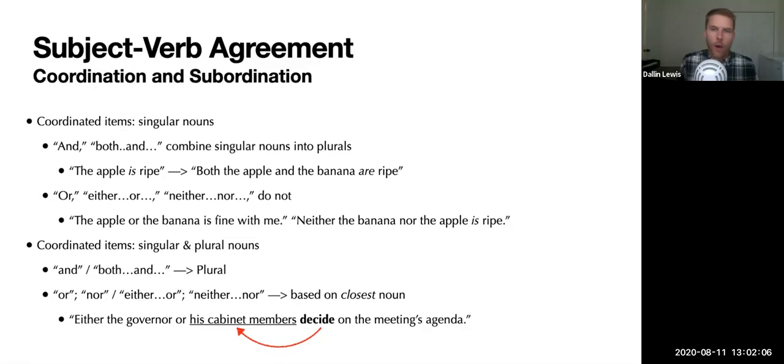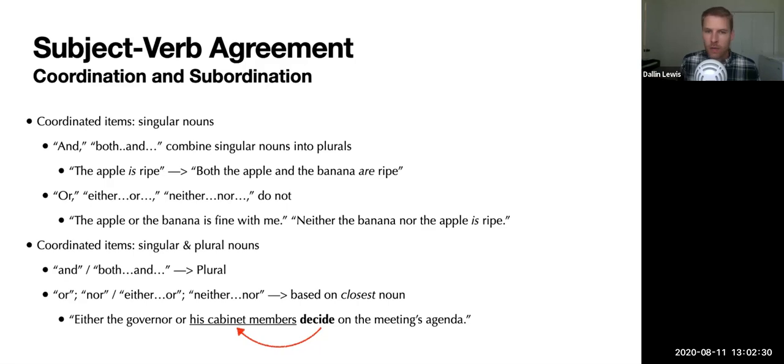singular or plural. Now, and is probably pretty straightforward because it combines things. So even if you have 2 single items, they are going to instantly become a plural item. So anytime you use and to coordinate something, you know you have a plural. So the apple is ripe would be fine, but if you make it both the apple and the banana, then you have to say they are ripe.